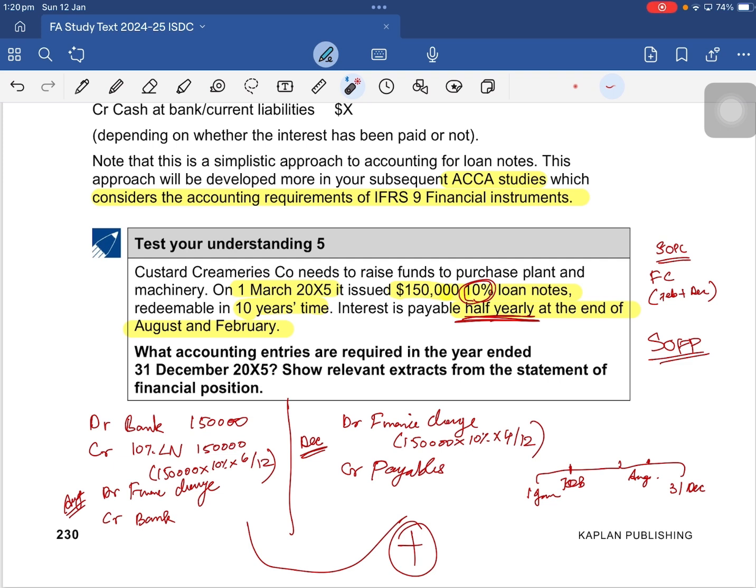In the SOFP, you have got non-current liability of 150,000, and current liability of this year's interest, payables. Okay, I'll send this.